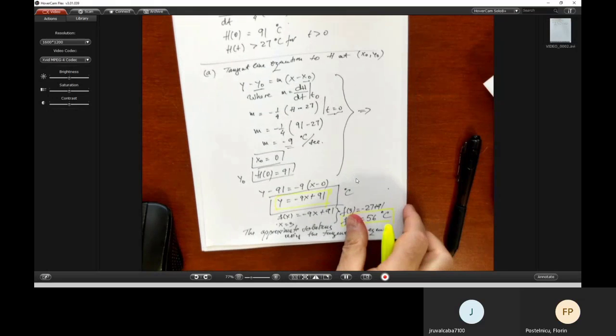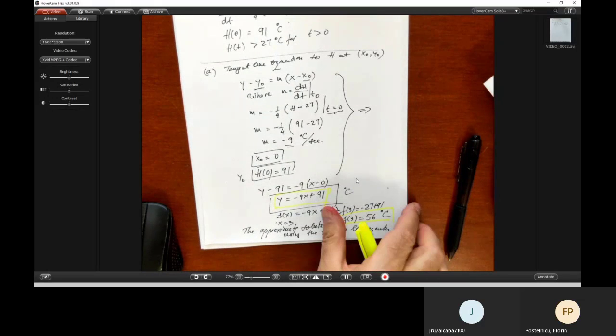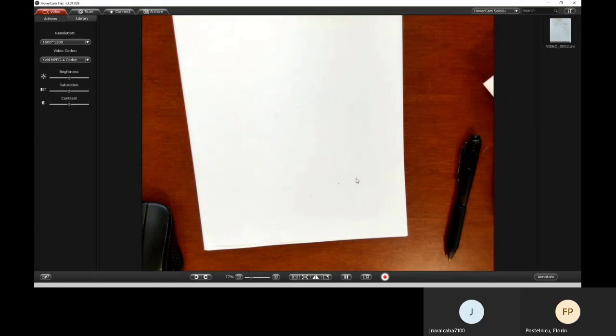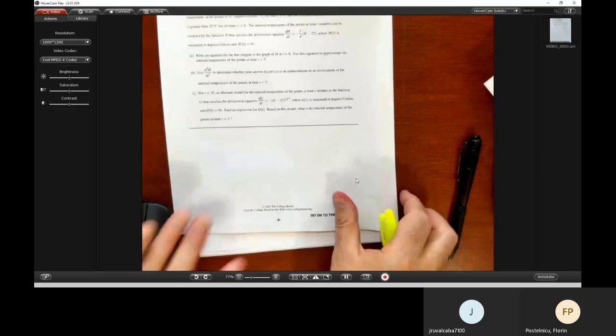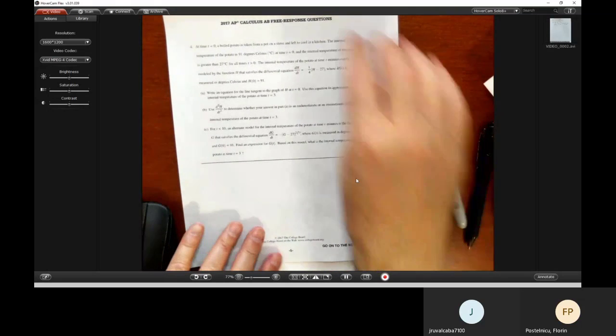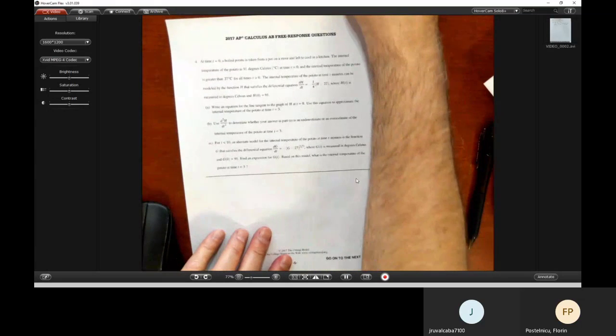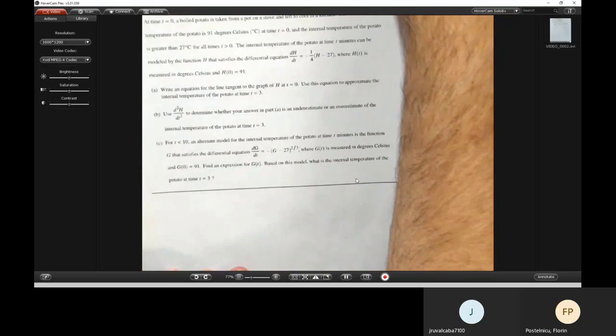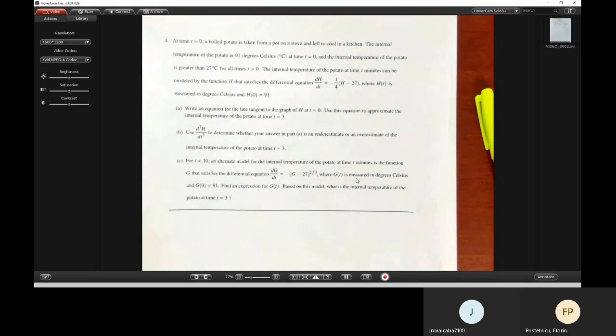So for the second part, we need to use the second derivative, d squared H over dt squared, to determine whether the answer we got on part A is an underestimate or an overestimate of the internal temperature of the potato at time 3. So before moving right there, we will need a little presentation.